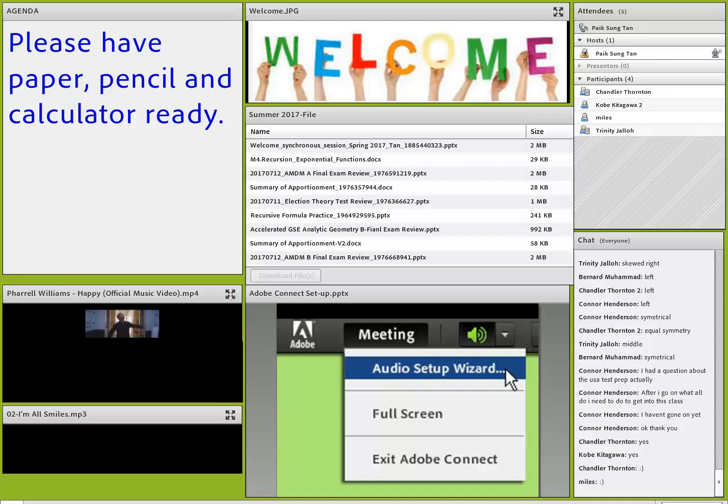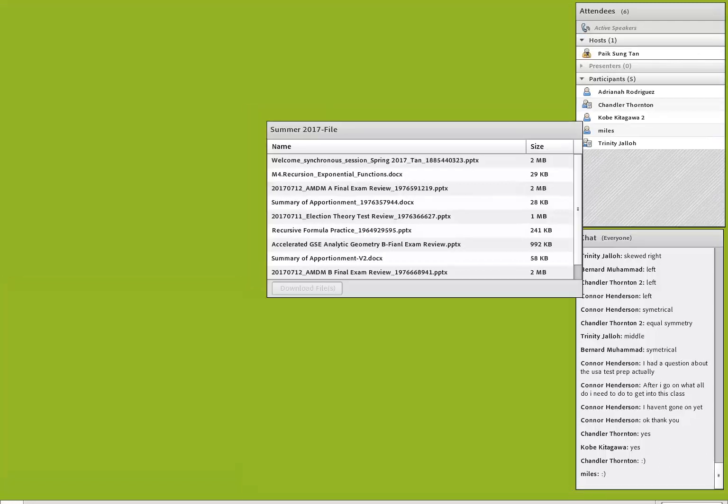And if you need the election theory test review PowerPoint, it's also up here. I did my review yesterday, and it was very helpful for the student who attended. We couldn't finish the review because of some kind of internet problem, but the PowerPoint is up there. All the answers are already in the PowerPoint, so you can download that for your reference. So today we're going to do AMDM B, and we're going to go ahead and get started.